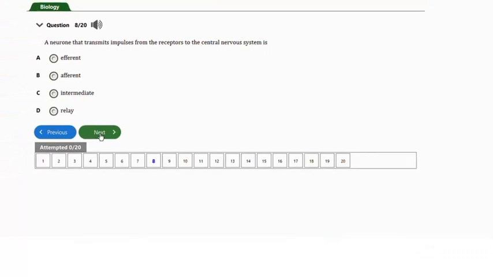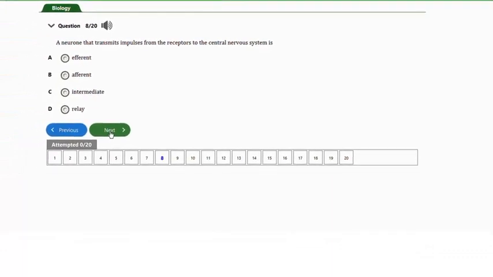So guys, the answer to this question is afferent. That's option B. The afferent neurons are the ones that transmit the impulse from the receptors to the central nervous system, or the integrating center. So guys, let's look at the next question, and that's question number 9.